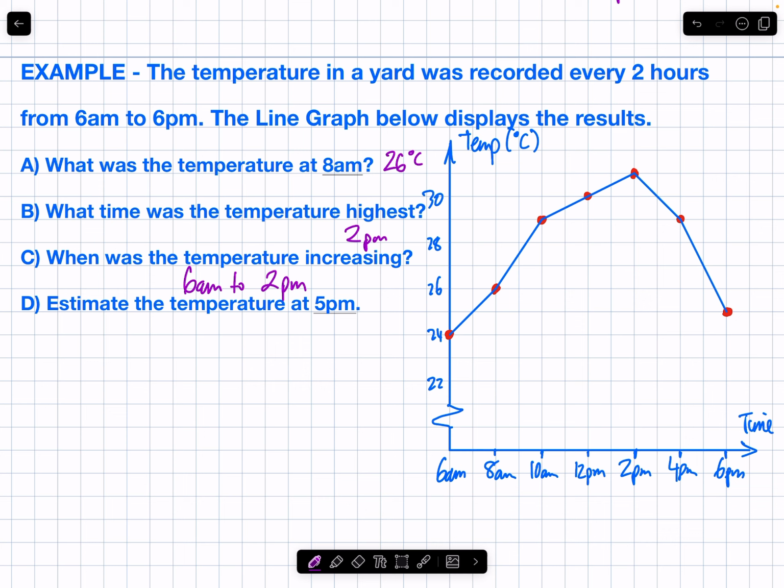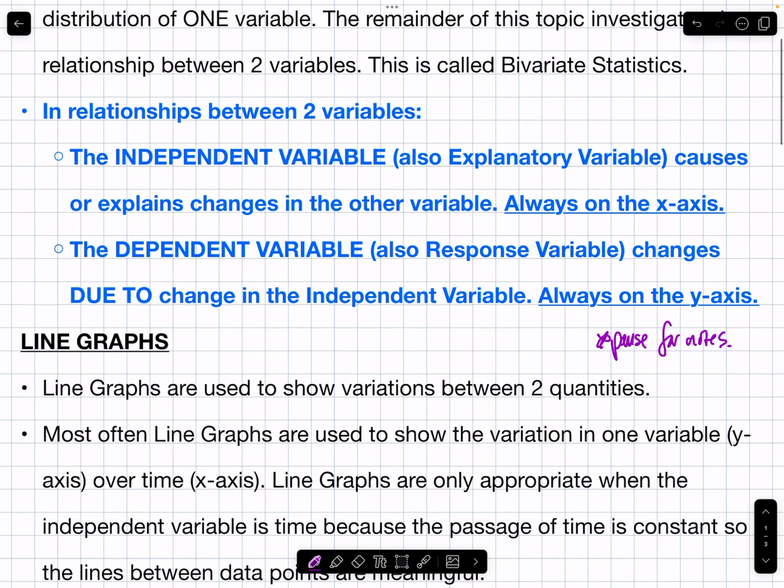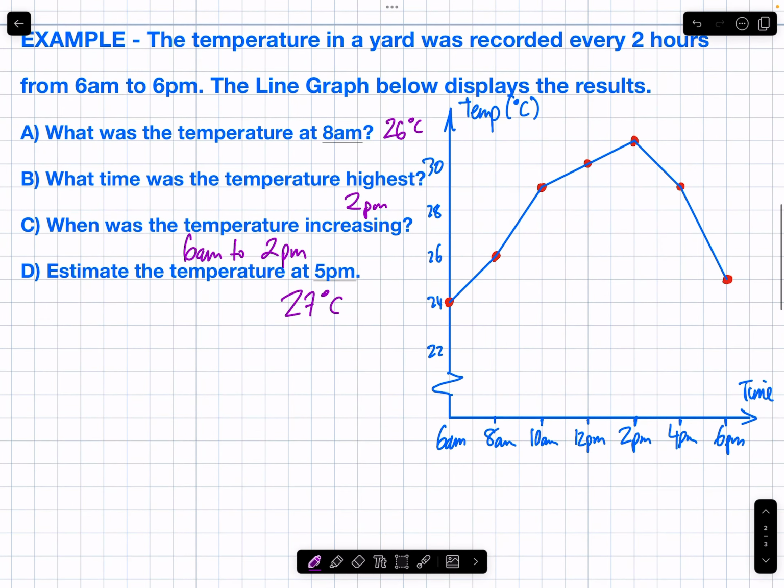Estimate the temperature at 5 p.m. Why is it asking you to estimate? Because it was doing the time every 2 hours, even numbers. So I'm not actually going to get 5 p.m. on the scale. However, 5 p.m. is going to be between 4 and 6. Draw a line up there. Between 26 and 28, it's going to be 27 degrees Celsius. Okay, that is line graphs for you. Moving on to the next lesson. I'll pause for notes here. Well, you will pause for notes.